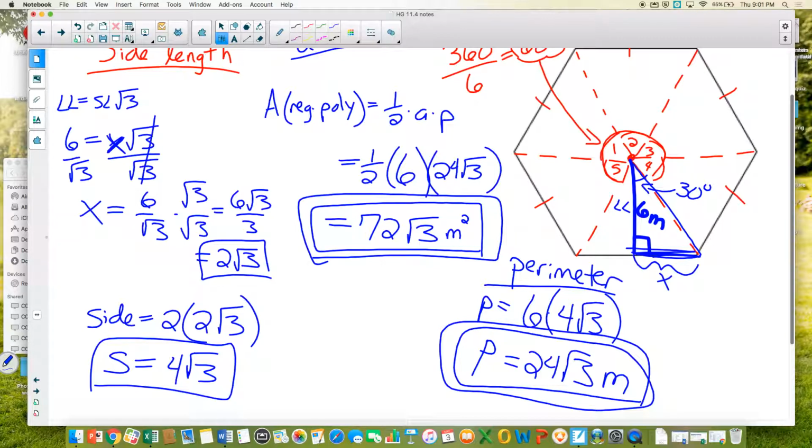Right, so these problems do require quite a bit of work. We have to find missing pieces. Like here we had to find the angle, use the angle to find the side, and then use the side to find the perimeter. And that's how these go. They kind of go step by step by step.